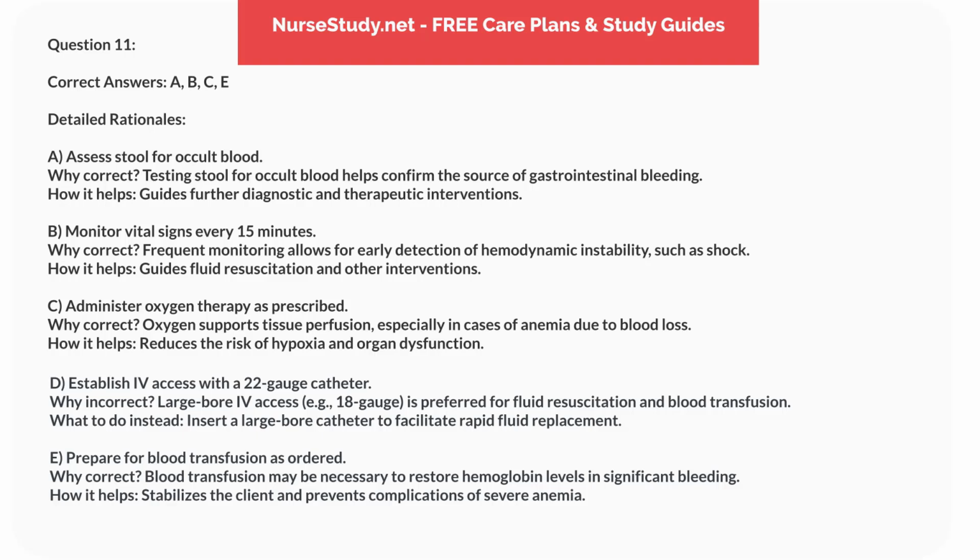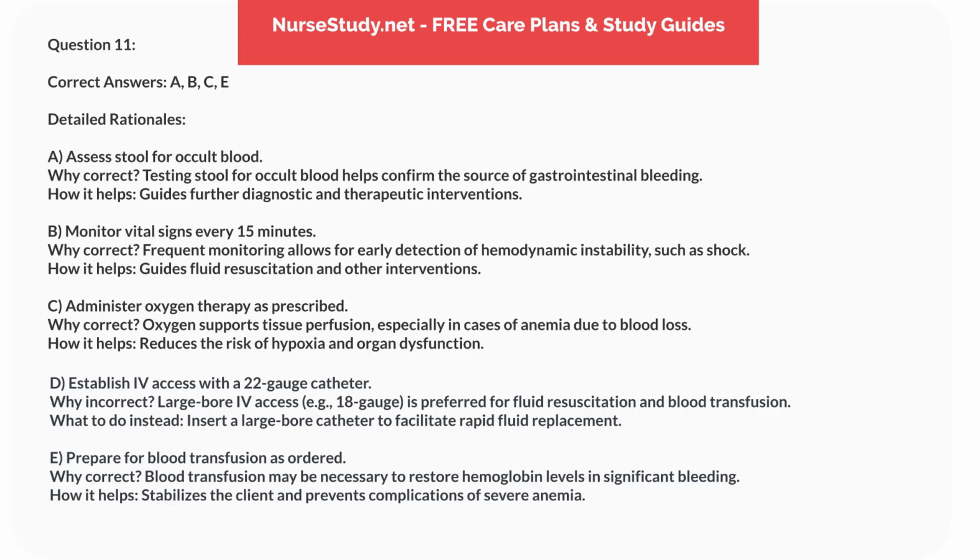C. Administer oxygen therapy as prescribed. Why correct? Oxygen supports tissue perfusion, especially in cases of anemia due to blood loss. How it helps: reduces the risk of hypoxia and organ dysfunction. D. Establish IV access with a 22-gauge catheter. Why incorrect? Large bore IV access, e.g., 18-gauge, is preferred for fluid resuscitation and blood transfusion. What to do instead? Insert a large bore catheter to facilitate rapid fluid replacement.